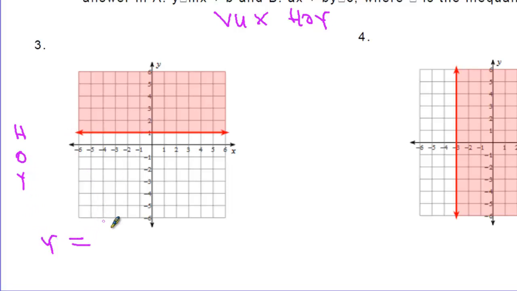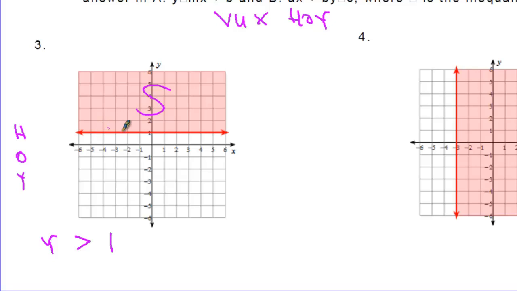Equation of the line is y equal to the y-intercept, which is equal to 1. But remember, we are trying to represent this shaded area. So note that the shaded area is above the line. Since it is above the line, we are going to write our inequality as y greater than.